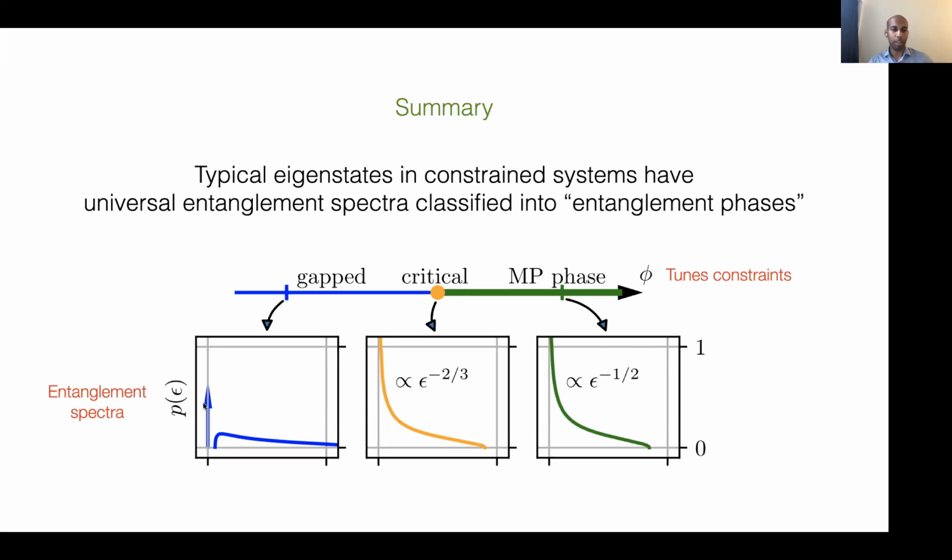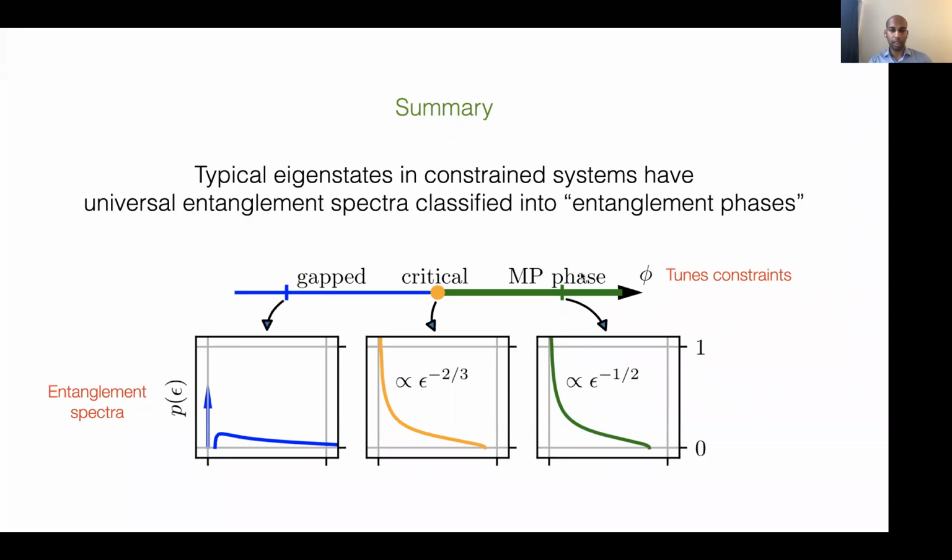But the interesting thing is that such an analogous structure can occur in a completely different setting. These are actually entanglement spectra of constraint systems, so of typical states in constraint systems. If you take a high energy excited state in a constraint system and look at the entanglement spectra, and if you tune the constraint in some way, which I will talk about later, the entanglement spectra undergo phase transitions, with different phases being characterized by the singularity of the spectra near the origin.